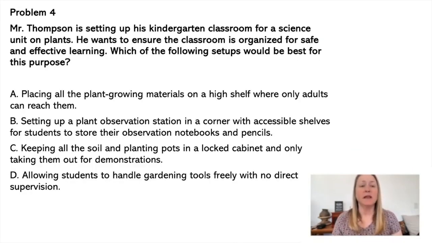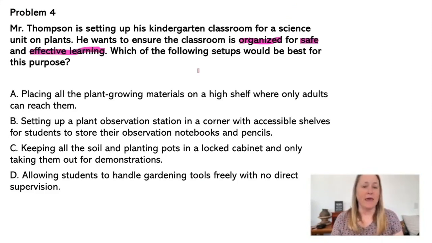Mr. Thompson is setting up his kindergarten classroom for a science unit on plants. He wants to ensure the classroom is organized for safe, effective learning. Which of the following setups would be best for this purpose? So it's important that we look at some key vocabulary words: organized, safe, and effective learning.